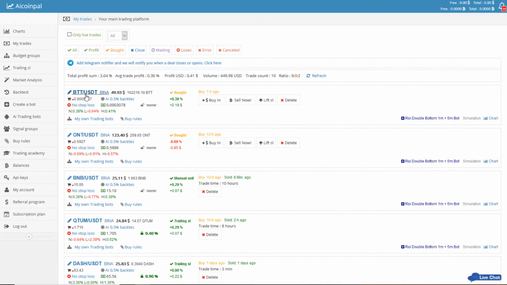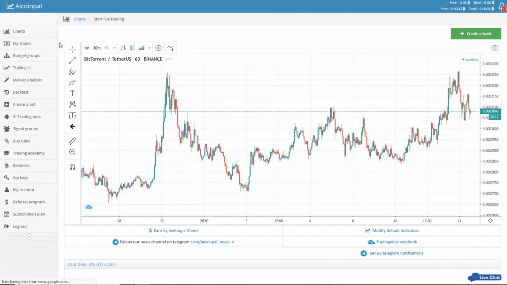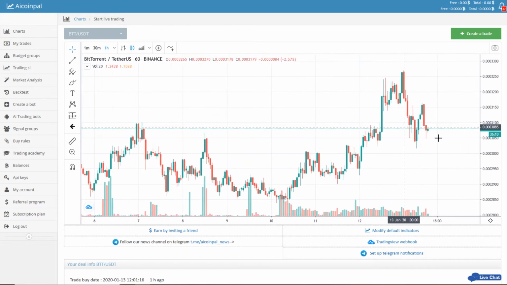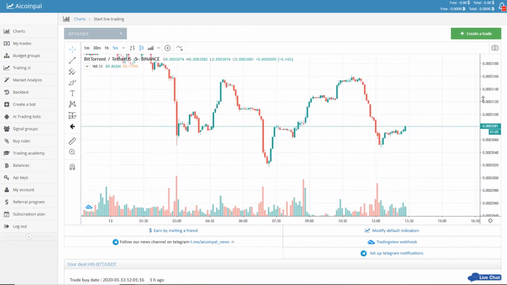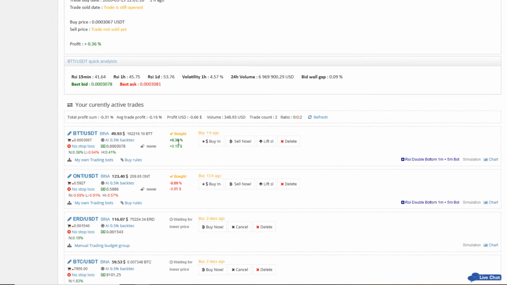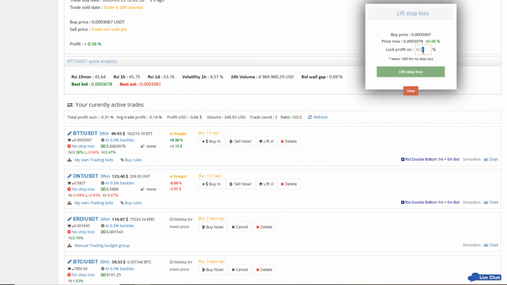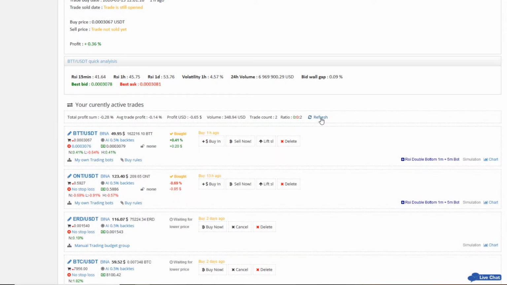Let's take the BTT USDT right now. It's also in plus right now. We will open the charts and maybe we will sell it. Let's look at 5-minute candles. Oh, the price has increased a little bit. It's plus 0.38%. I will lift the stop loss to plus 0.30, and whatever happens at this point, I will have a 0.3% profit using the lift stop loss feature.